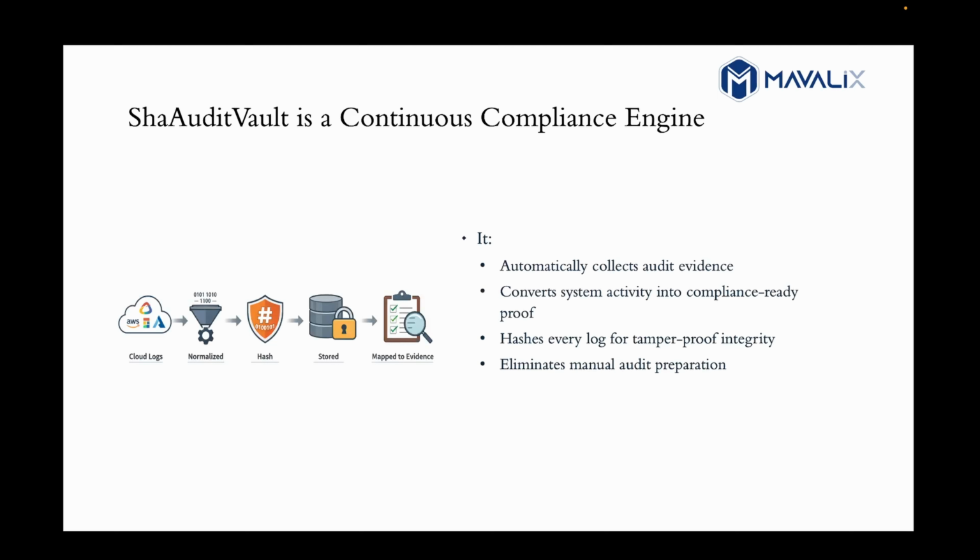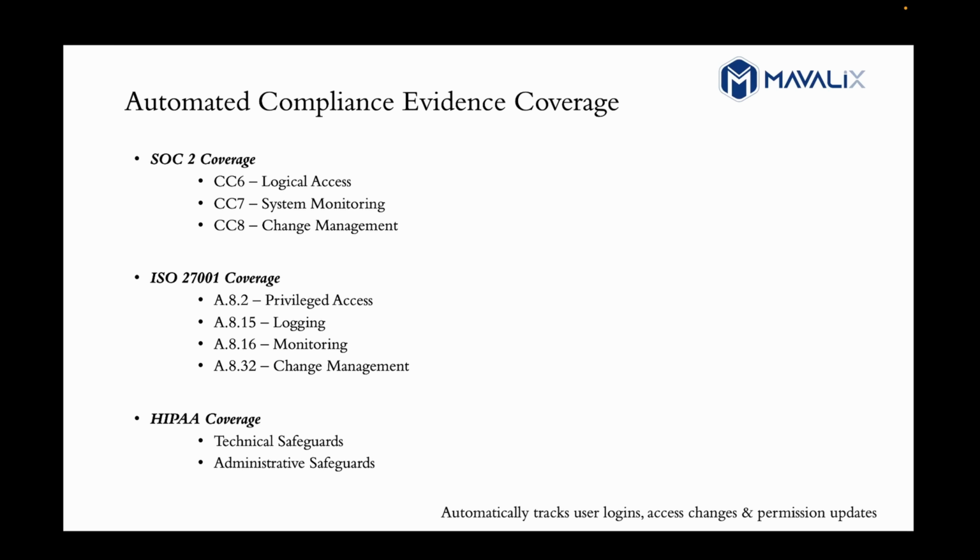Coming to Audit Vault, it is a continuous compliance engine. It automatically fetches your log information, normalizes it, hashes it, stores it securely, and maps it into your evidence. Finally, we automatically map events to compliance controls: for SOC 2 we cover CC6, CC7, CC8; for ISO 27001, coverage of 8.8 to 8.32. We also cover HIPAA, like technical safeguards and administrative safeguards.